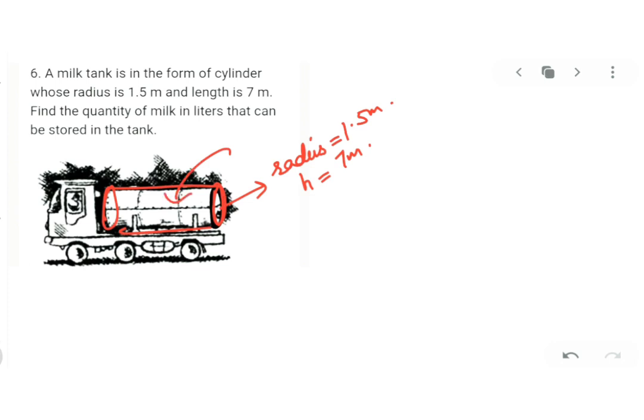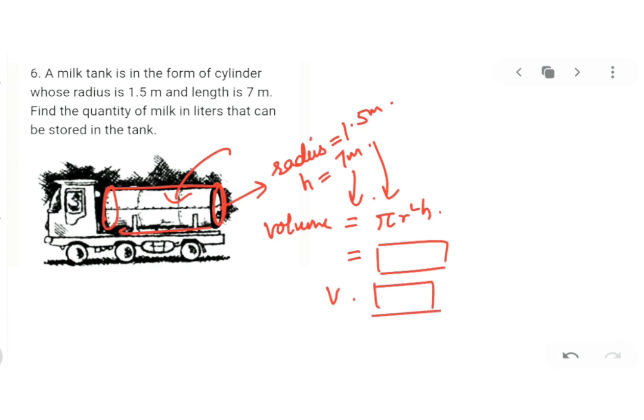Whenever you want to find the quantity, that means capacity, that means volume. And volume is pi r square h. You have radius, you have height, put it into this formula and get the volume. Now whatever volume you will get, you will get it in centimeter cube, because I guess everything is in meter or centimeter. Let me check. Okay, everything is in meter. So volume you will get meter cube.